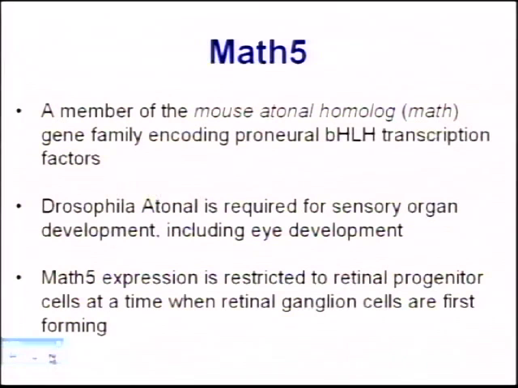MATH5 is a member of the mouse atonal family. And as I mentioned a couple of times, it encodes a proneural BHLH transcription factor. Atonal is a Drosophila gene that's required for sensory organ development and, for our interest, for eye development. So if you remove atonal from a fly, you get no eye. And as you might imagine, a lot of work's been done on atonal in Drosophila, and many of the features of atonal are related to MATH5.